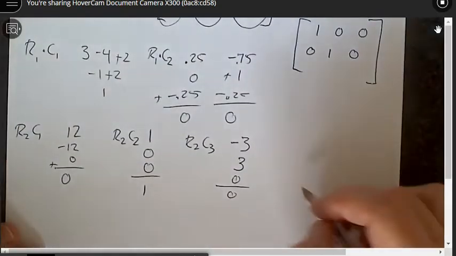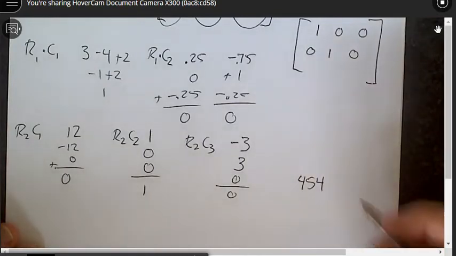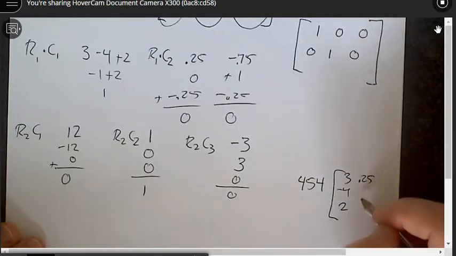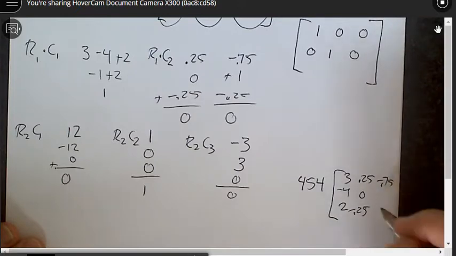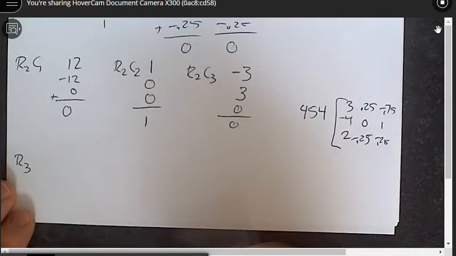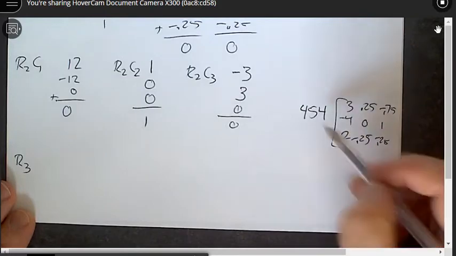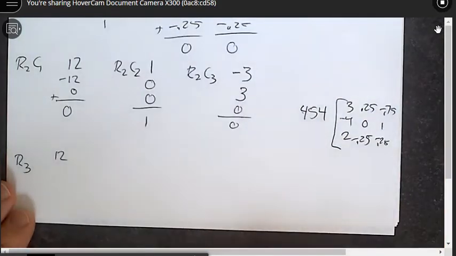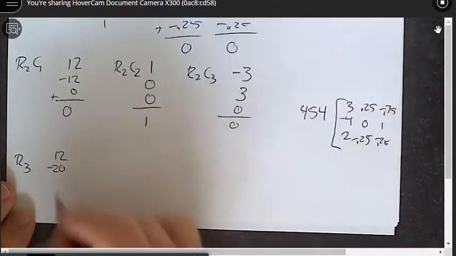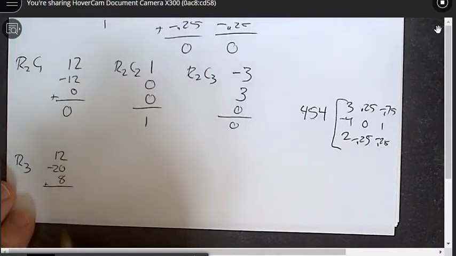And then for the last row, I'm going to put this on the side. We're doing 4, 5, and 4 times 3, -4, 2, 0.25, 0, -0.25, -0.75, 1, and -0.25. Okay, so for that last row, we did row 3, which was 4, 5, 4 times these. So we have 4 times 3, which is 12. 5 times -4, which is -20. And 4 times 2, which is 8. That is 0.